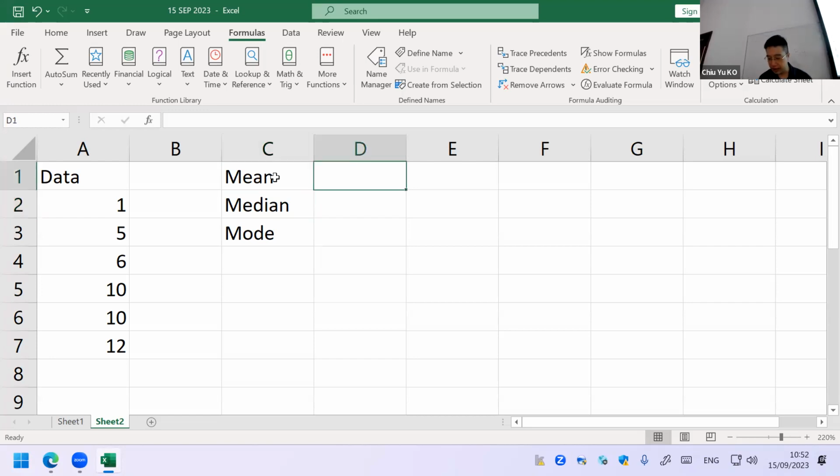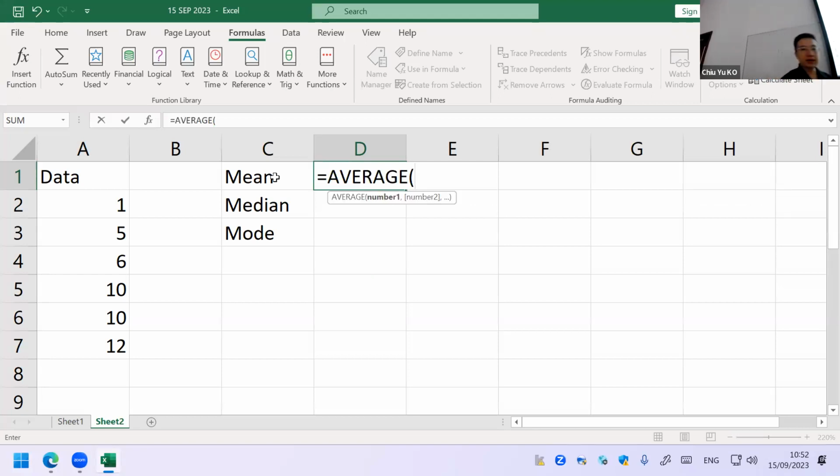So how to do mean? Since the data are here, you just need to tell the software where to get your data. Remember the function is called average. Average, and then you have to tell it from where to where. The data is A2, A3, A4, A5, A6, A7, because we call it by the name of the column and then row. A2 is the number there. So you can just put A2 and then up to A7.